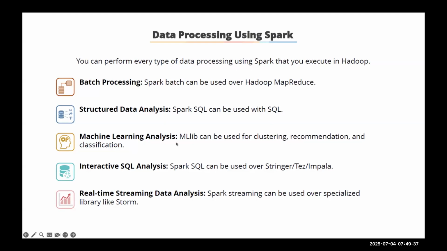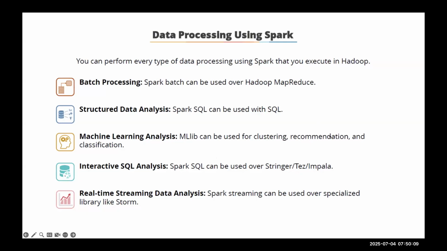MLlib, this is like machine learning. You can do clustering, recommendations and classifications. These are the types of things we do in machine learning. Clustering is something like, is it a library? No, it's not a library. You can think of it as an algorithm. Clustering means you make clusters of similar groups, and that we call a cluster.